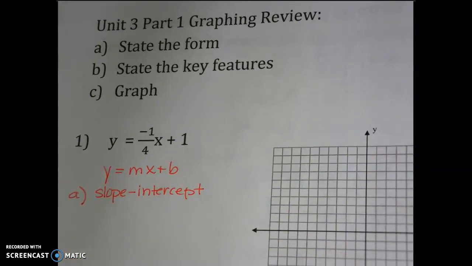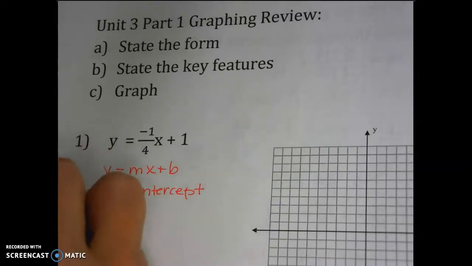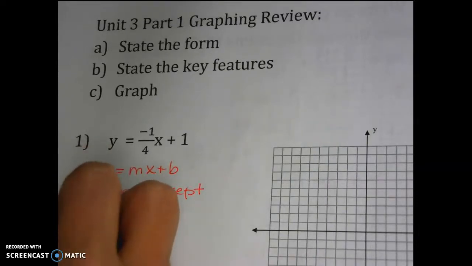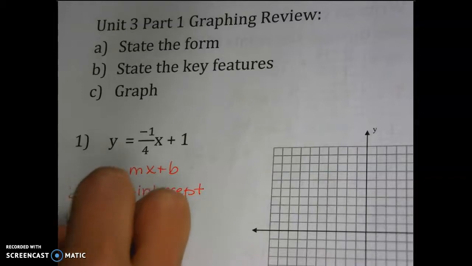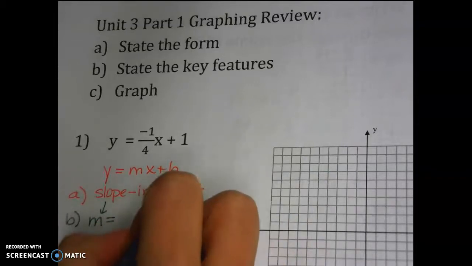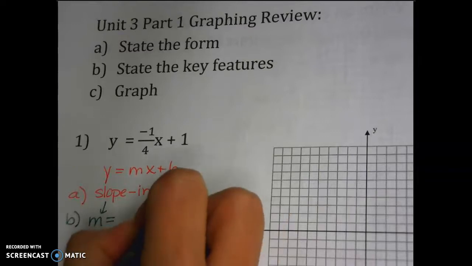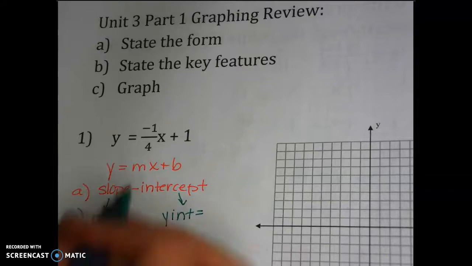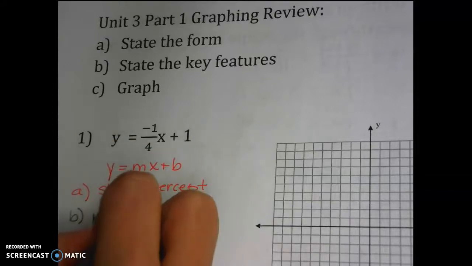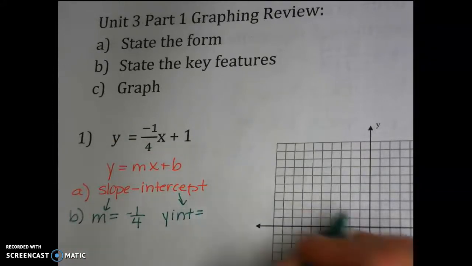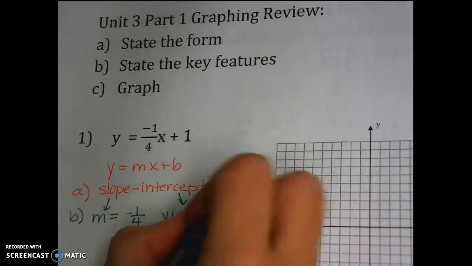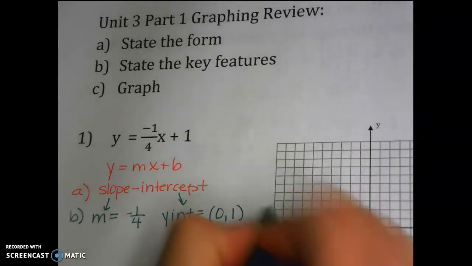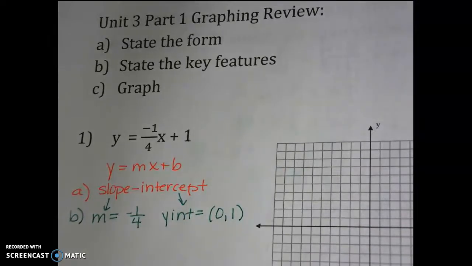All right, key features for slope-intercept come directly from the name. So we have slope and the y-intercept. So we just need to find those two things for this particular equation. Slope is -1/4. It's always the number before the x. And the y-intercept is this b value, which we write as a point. Now we're going to use those to graph.